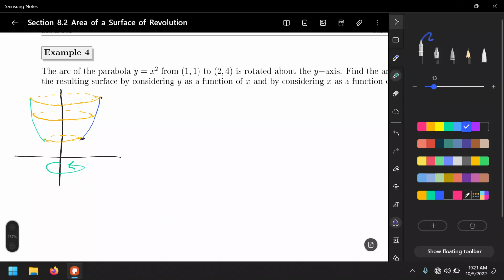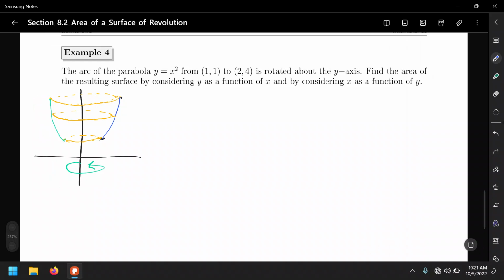Number 1, well, it's in terms of y as a function of x. So let's write down the integral for surface area, 2 pi integral from a to b of r of x times the square root of 1 plus f prime of x quantity squared dx. So first, the trickiest part again is to write down our radius, our r of x.